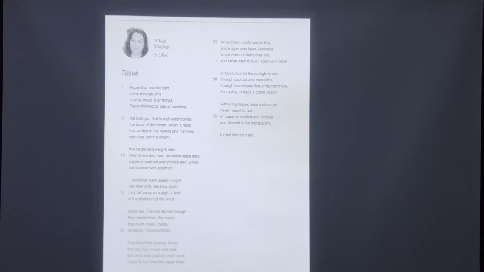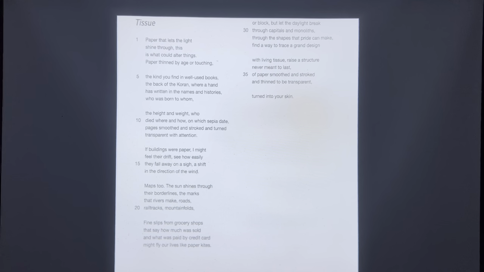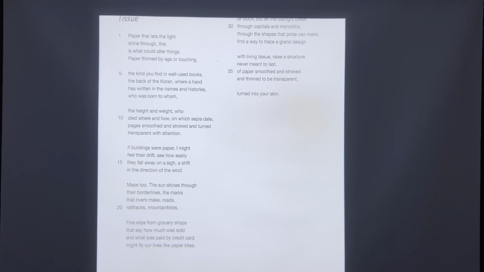Oh God, here we go. Tissue, guys, tissue. I promise you guys, tissue is not hard. I'm gonna make it super duper easy for you guys. Tissue, guys. Paper, the less the light shine through, this is what could alter things. Paper thin by age or touching. Where am I? The kind you find in well-used books.